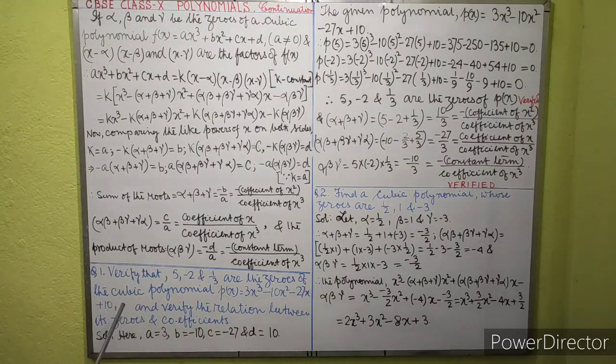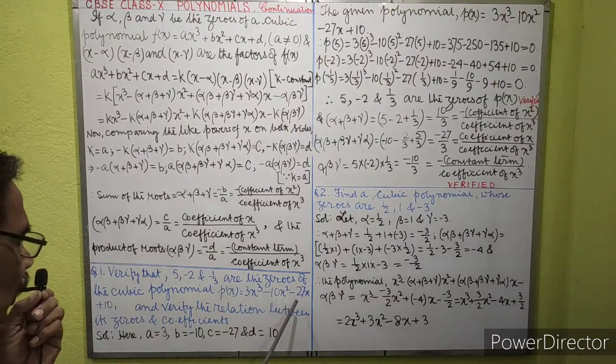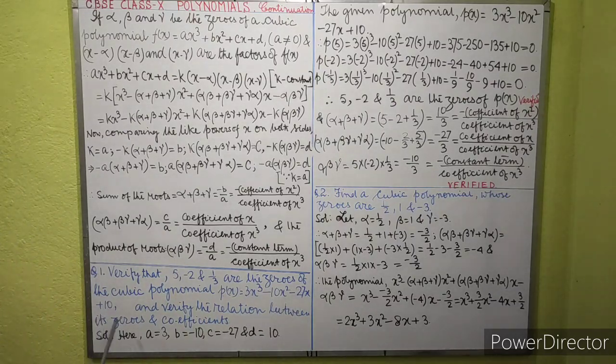Let us go through one example. Verify that 5, minus 2 and 1 by 3 are the zeros of the cubic polynomial p(x) equal to 3x cube minus 10x square minus 27x plus 10. This is the cubic polynomial. Because it is a cubic polynomial, it has 3 roots, and the roots are 5, minus 2 and 1 by 3.